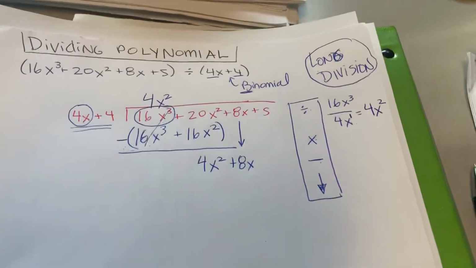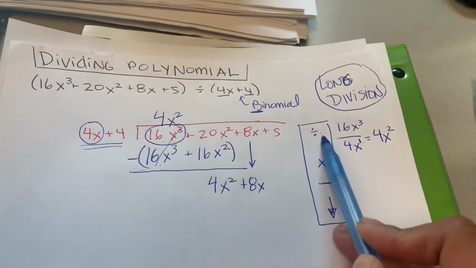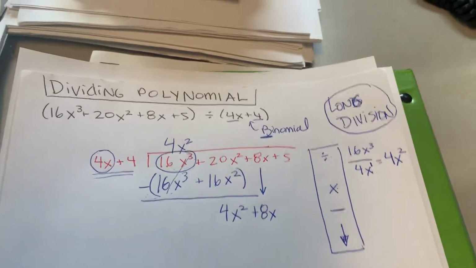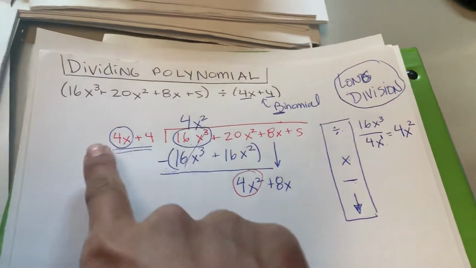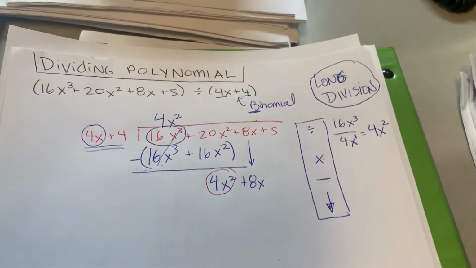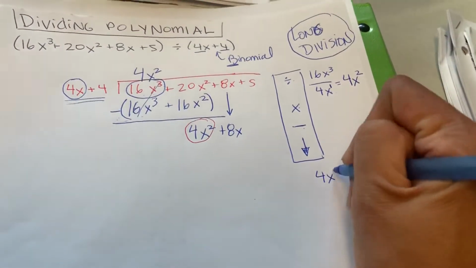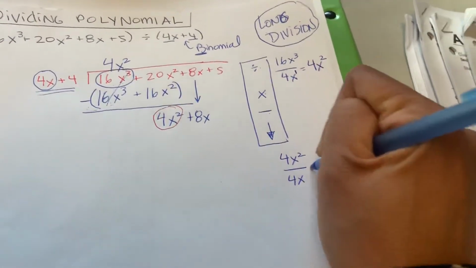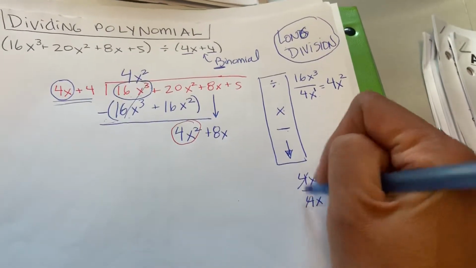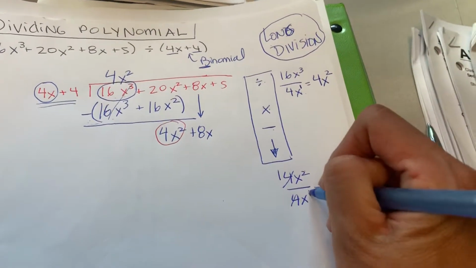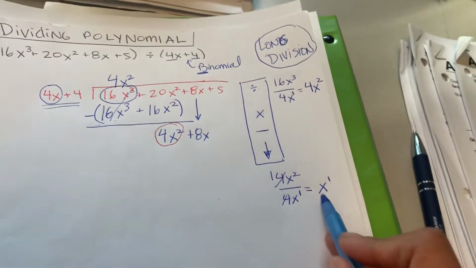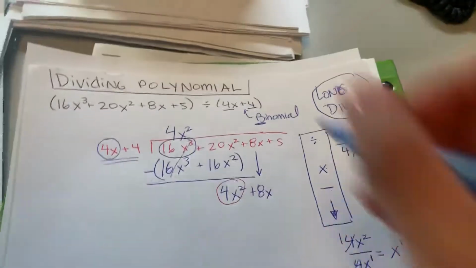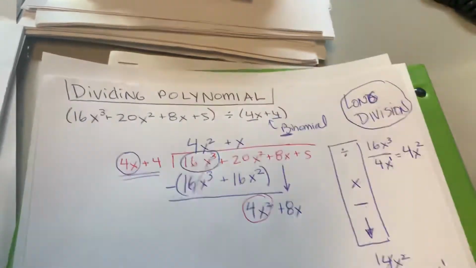All right, so now I'm going to repeat. So now I'm going to divide again. And again, I'm just going to focus on the first term here. So 4x squared divided by 4x. When I do that, the 4's become a 1. X squared divided by x to the first, I subtract the exponent because of the quotient rule, which just becomes an x to the first. So I can just write plus x.